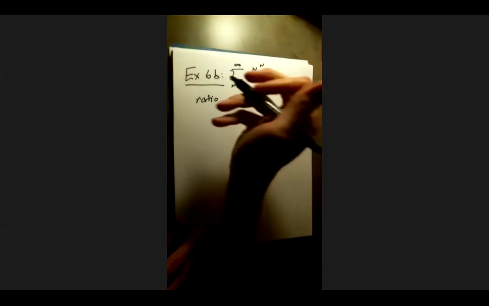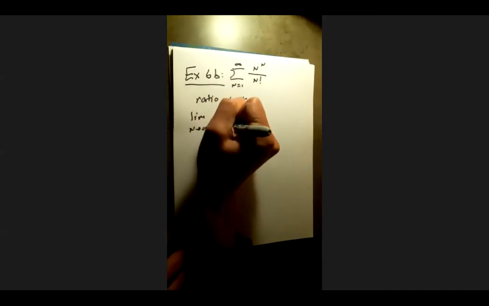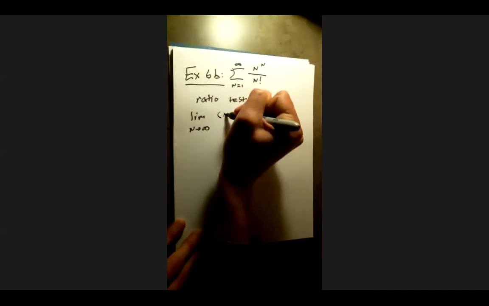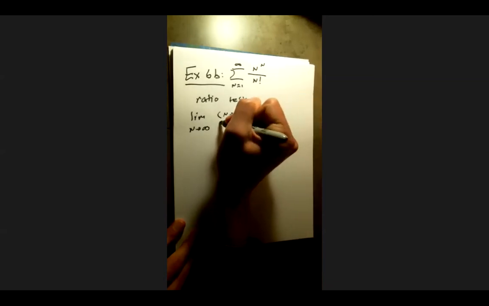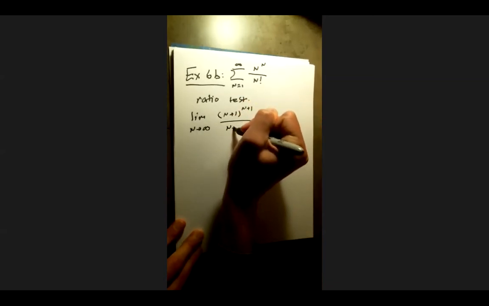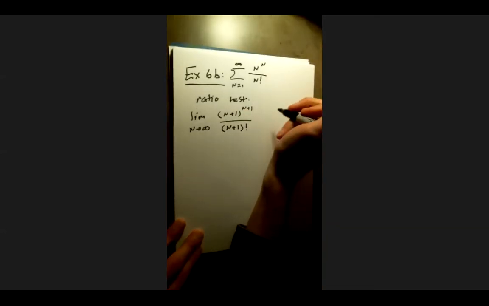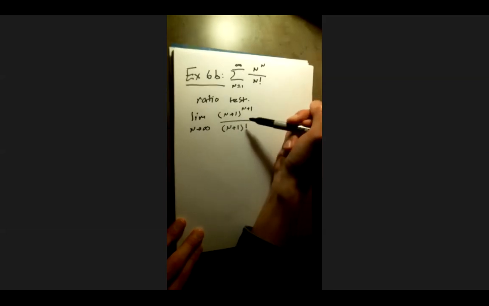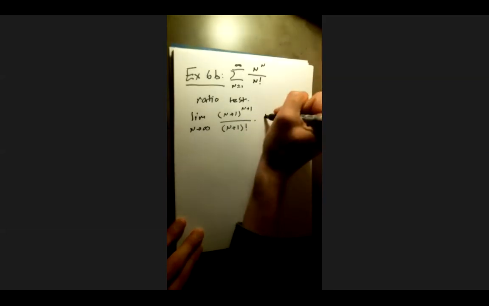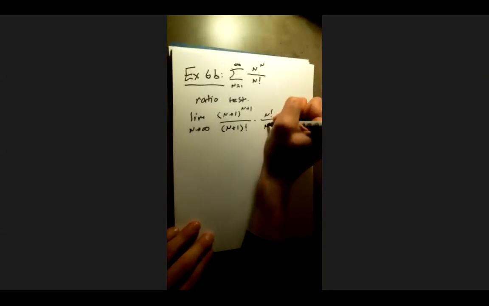To do this using the ratio test, we need the limit as n goes to infinity of (n plus 1) to the n plus 1 over (n plus 1) factorial. And then we're going to multiply by the reciprocal of the previous term. So we'll have n factorial over n to the n.